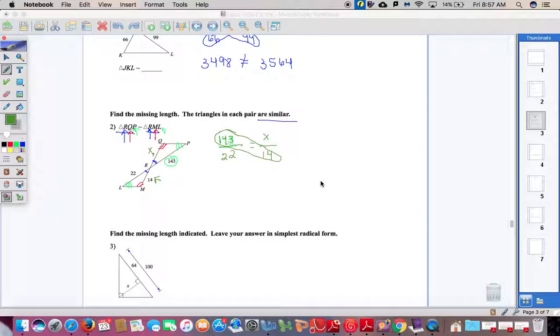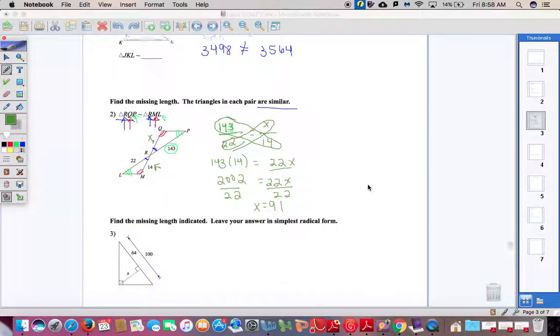So then I would cross multiply, and 143 times 14 is 2002, and that equals 22 times x. So that equals 22x, and then I would divide both sides by 22 to get x equals 91.